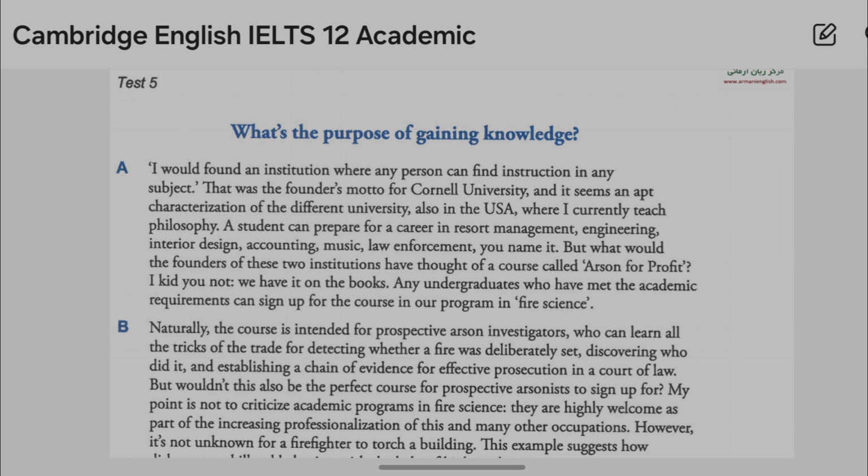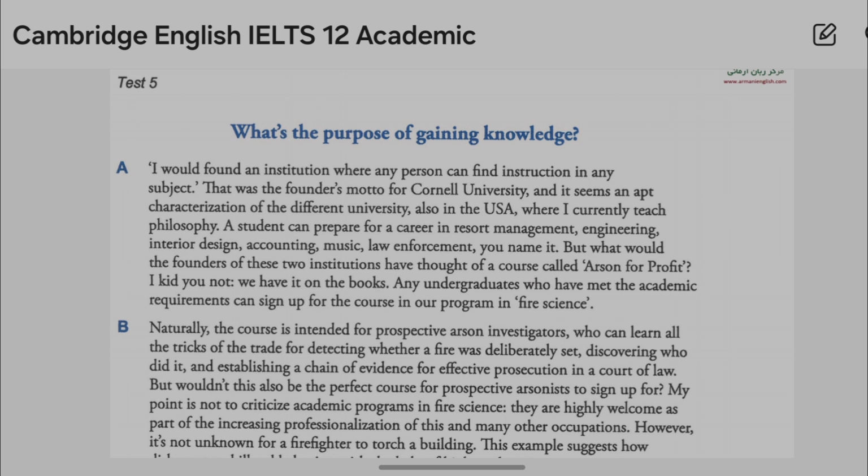So what the writer is trying to say is that the approach or the mind of the founder in setting up a university or institute is that they will open an institution where anyone can find instruction in any subject, and that was the founder's motto for Cornell University, and it's the same motto of a different university in the US where the writer is currently teaching philosophy.